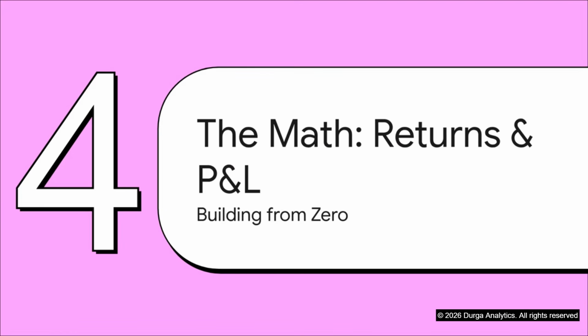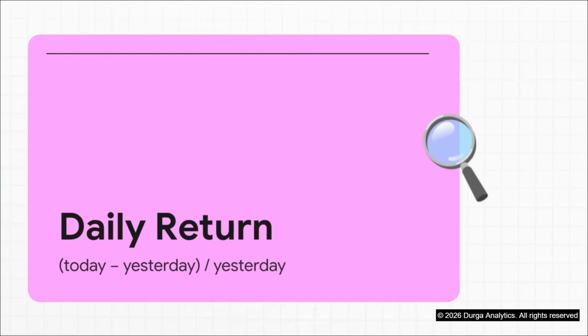Section 4. The math. Returns and P&L. Building from zero. Okay, let's step up to the whiteboard and build up the daily math. Imagine we hold a position of positive 100 megawatt hours. Before we look at any actual numbers, let's intuitively grasp these two formulas. Daily return is just the proportional change. It's today's price minus yesterday's price, all divided by yesterday's starting price.